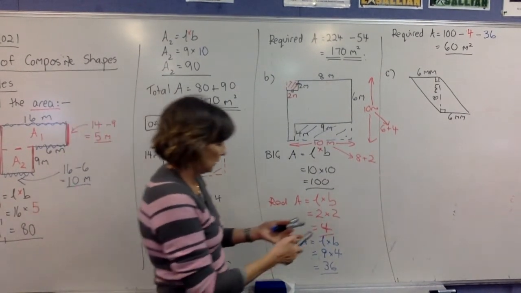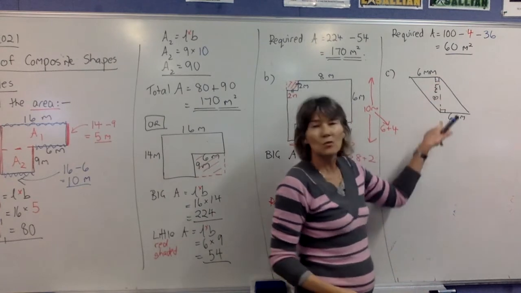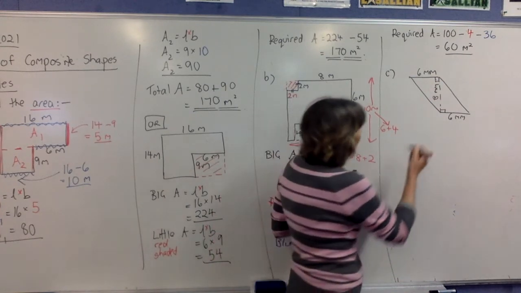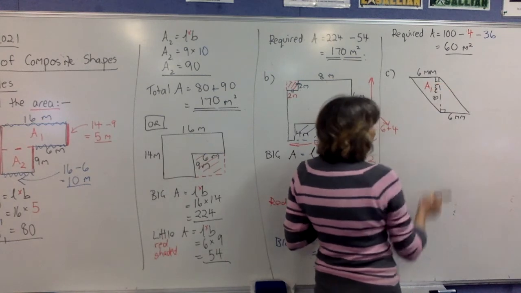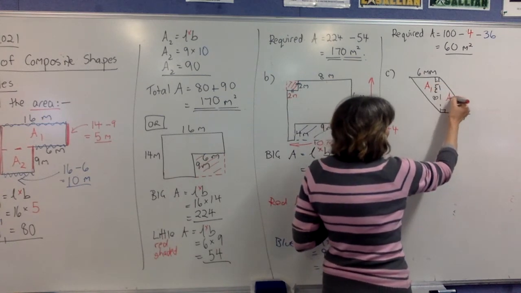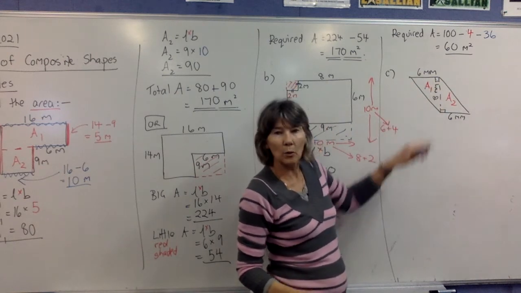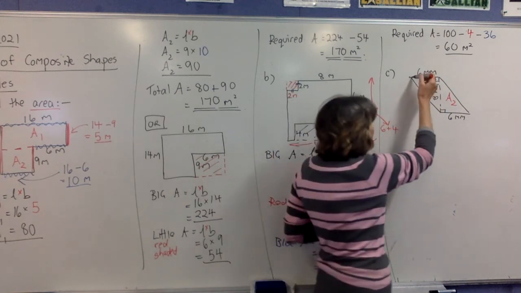Okay, now this next question is a bit different again, because we've got to think, well, what shapes have we got here? Well, they've already really split it for you with the dotted line, so let's use that dotted line. I'm going to call that one area 1 and this one area 2. So this triangle here is area 1. Okay, so let's just look at that one first.